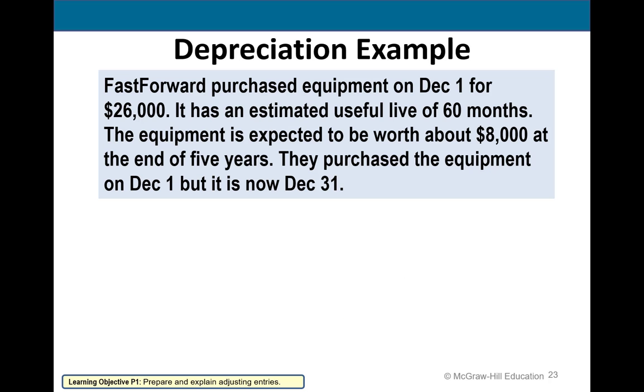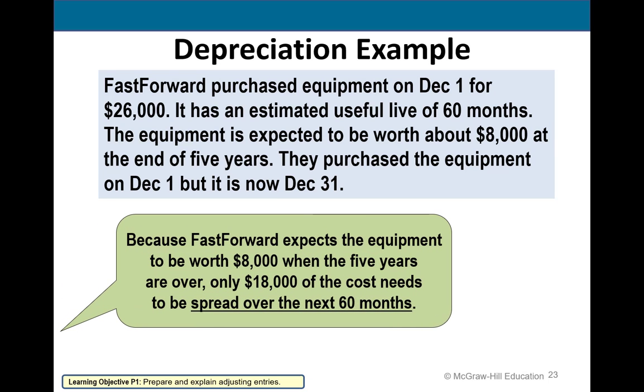Let's look at a depreciation adjustment for Fast Forward. The company has purchased equipment on December 1st for $26,000. The equipment is expected to be worth $8,000 at the end of 5 years. They purchased the equipment on December 1st, but it is now December 31st. We will depreciate the cost now on December 31st. We will depreciate the net cost of $18,000 over its useful life of 60 months.